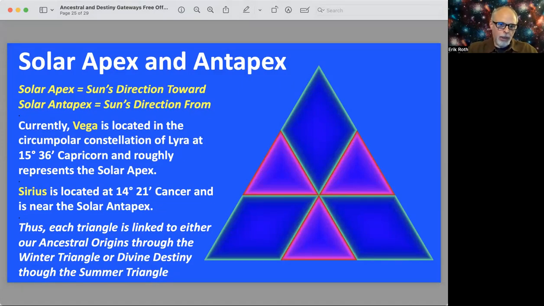And so currently Vega is located in the circumpolar constellation of Lyra and roughly represents the solar apex, at 15°36' Capricorn. And then Sirius is at 14°21' Cancer and is near the solar antapex. Again, Vega and Sirius aren't perfectly where that is, but they're very close to that point. So if you look at those stars, you can literally see where we've been and where we're going. And you'll also be looking at the 2 gateways as well. Each triangle is linked to our ancestral origins and the divine destiny through those 2 triangles.